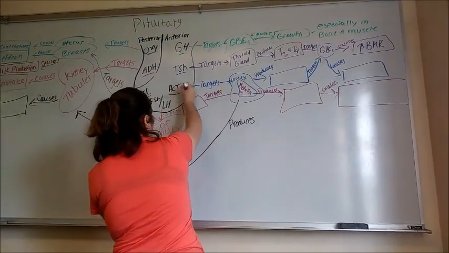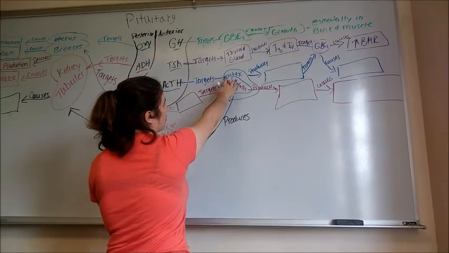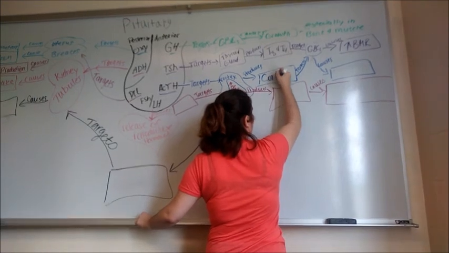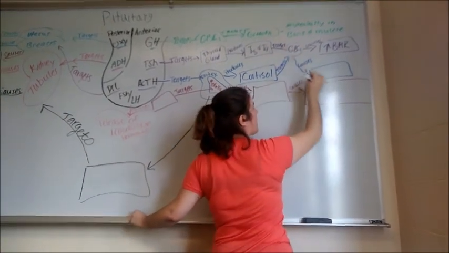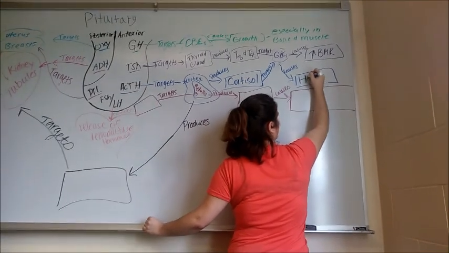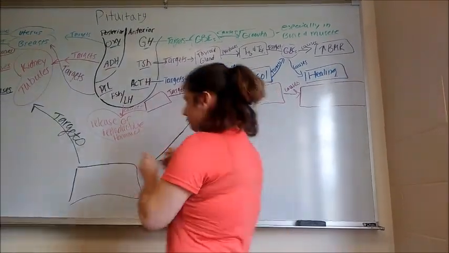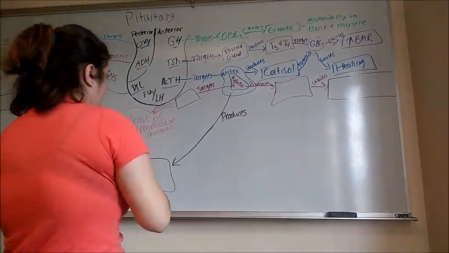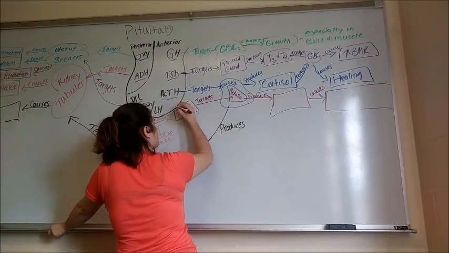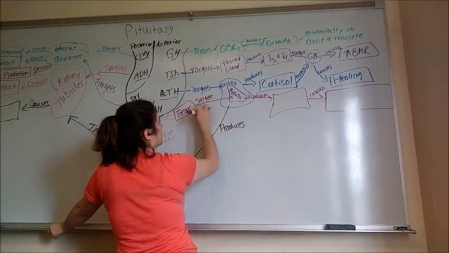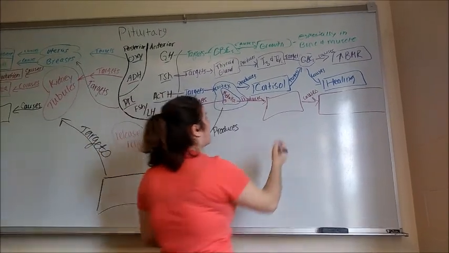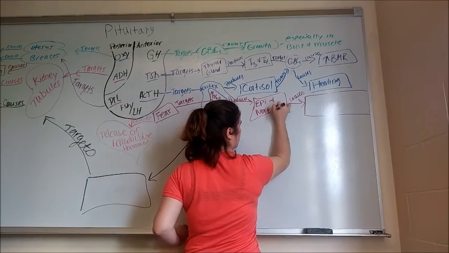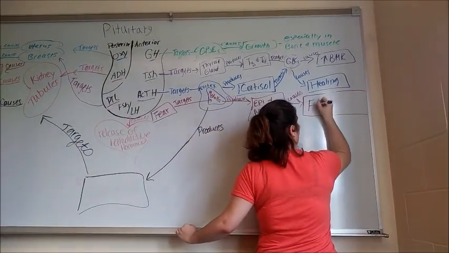Next, you have the adrenocorticotropic hormone, which targets the cortex of the adrenal gland and produces cortisol, which targets general body cells and then causes healing. Next, you have the adrenal medulla hormone, which targets the medulla of the adrenal gland and produces epinephrine and norepinephrine, and then causes your fight or flight response.